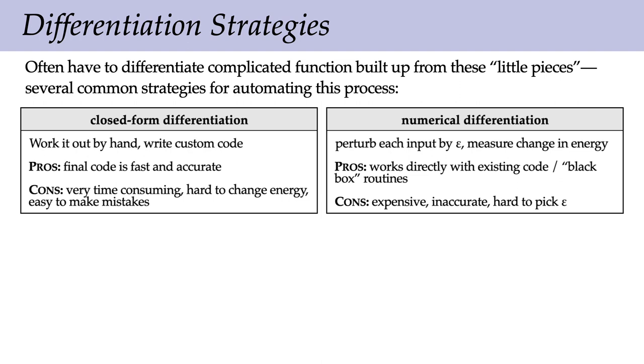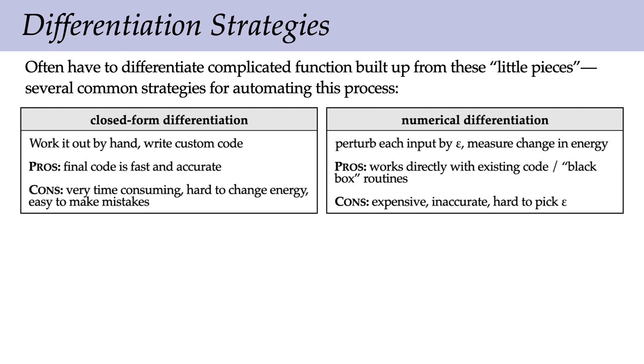Why is this a helpful approach? Well, for one thing, it works directly with any existing code or even code that you don't have access to, right? So you can just go ahead and differentiate any function that you can call. The downside is it's expensive. I have to evaluate this function many, many times, once for each input. It tends to be pretty inaccurate, and it's hard to pick this parameter epsilon. How big of a perturbation should I make? Because in floating point, if I make the perturbation too small, I actually won't see any change in the function. So this gets really hairy.